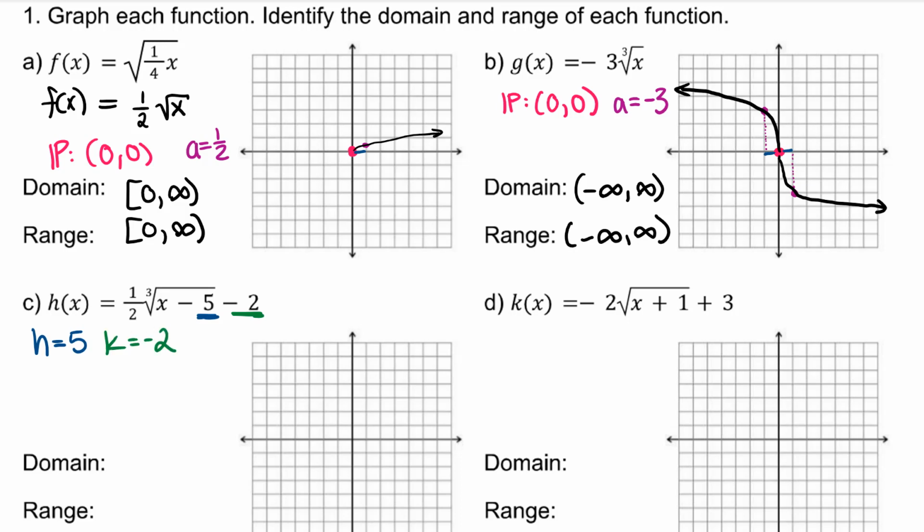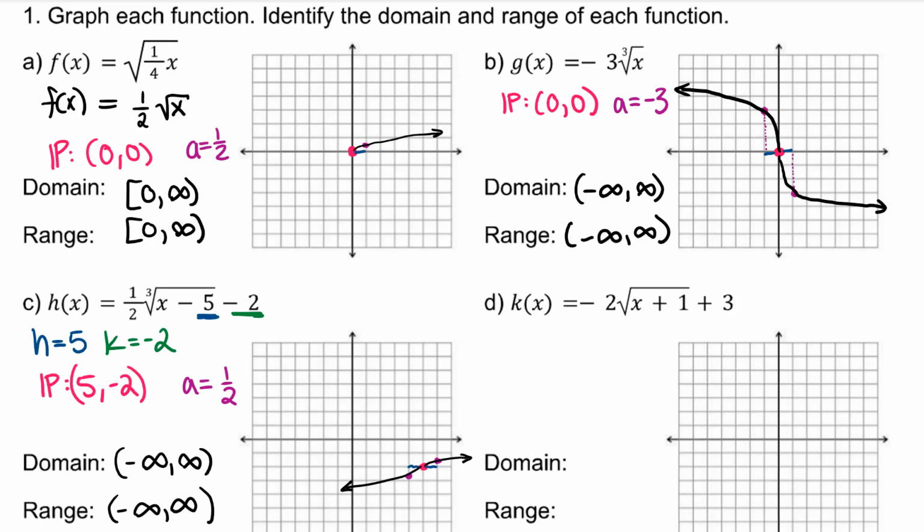We have a cube root function, so our inflection point is (5, -2), and our vertical shrink is 1/2. Because we have a cube root function, the domain and range will always be negative infinity to positive infinity. Graph your inflection point. 1 unit to the right of the inflection point, we rise 1/2. 1 unit to the left of the inflection point, we rise -1/2.